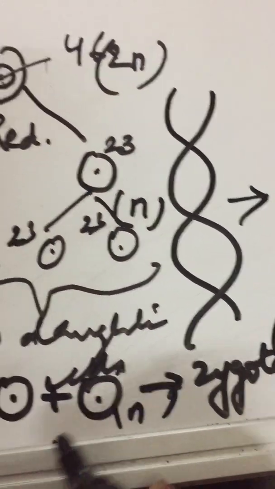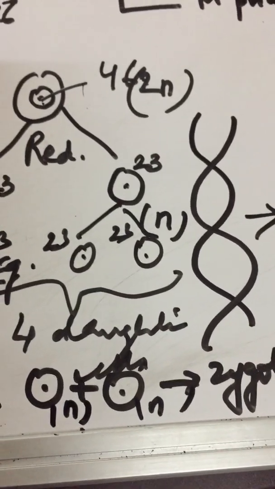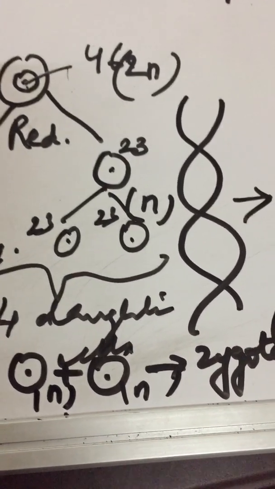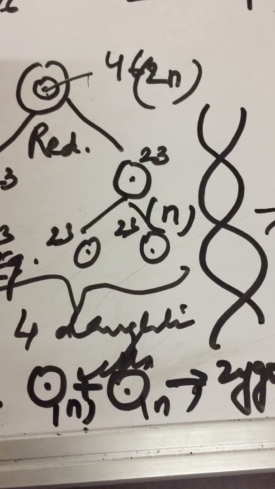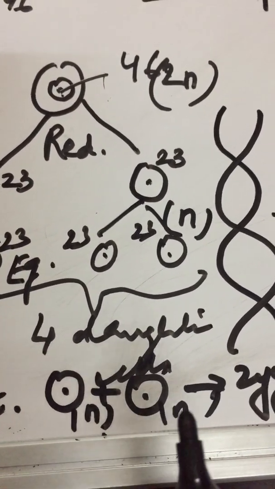I am talking only about human beings just now. 46 chromosomes is the number for human beings. Every creature has its own fixed number of chromosomes. So we are discussing a case of human beings. So n fuses with n to get 2n.